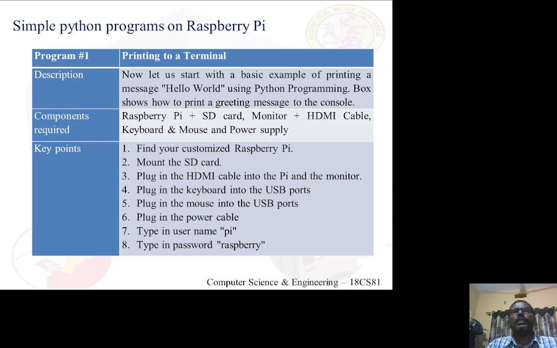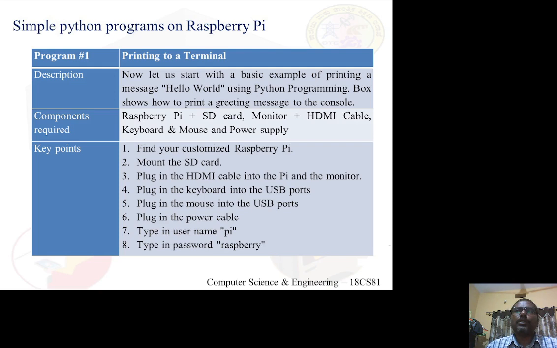The first and foremost thing, we require components, and what are they? The first one is the Raspberry Pi board. The next, SD card to which Raspbian is loaded. Next, monitor. Next, HDMI cable to interface monitor and Raspberry Pi board. Next, USB keyboard, USB mouse and power supply to turn on Raspberry Pi computer.